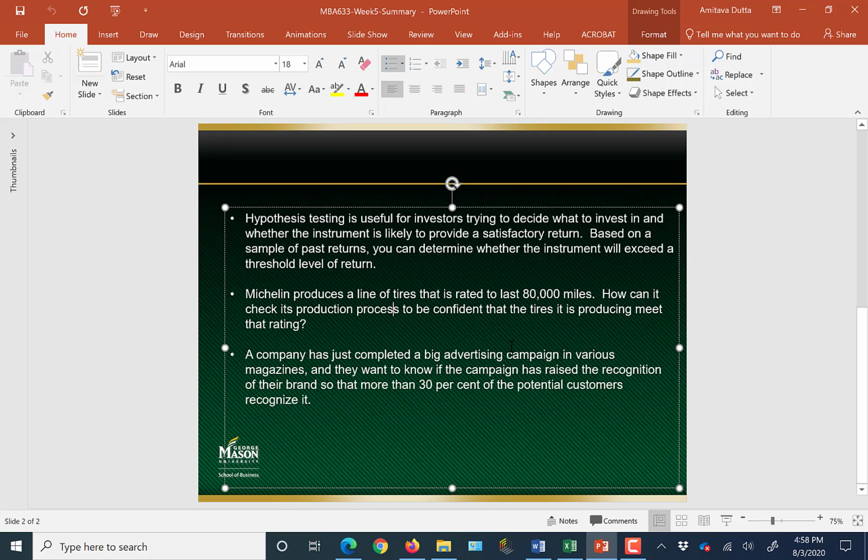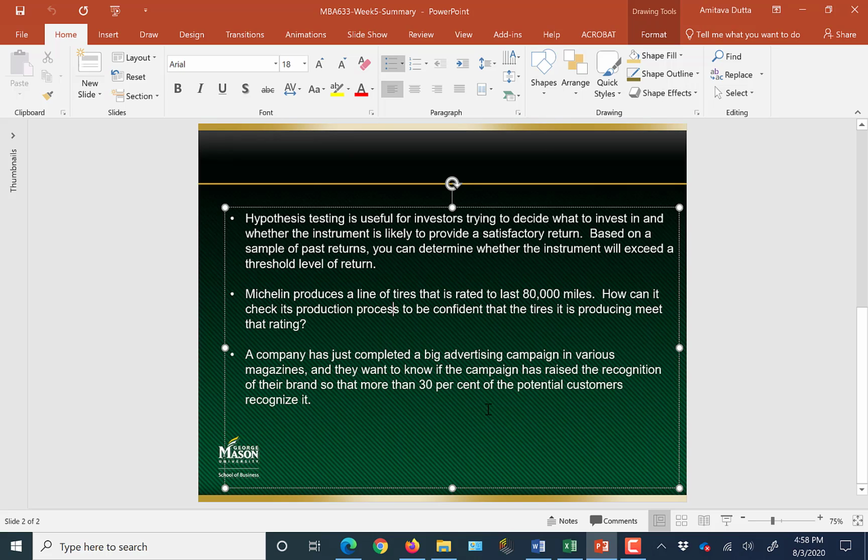So that's inferencing involved. The third example is one from marketing, where a company has just spent big bucks on an advertising campaign, and they want to know if the campaign has raised the recognition of their brand. Specifically, they are trying to check if more than 30% of their potential customers would recognize the brand post this advertising campaign. And in order to determine that, obviously you can't talk to each and every potential customer, so you look at a subset, in other words a sample, and based on the measurements in the sample, you would try to decide on the claim. That is, is the claim true? The claim being that more than 30% of potential customers would recognize the brand.